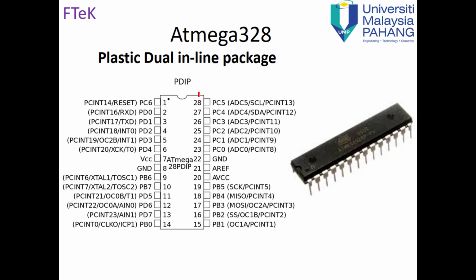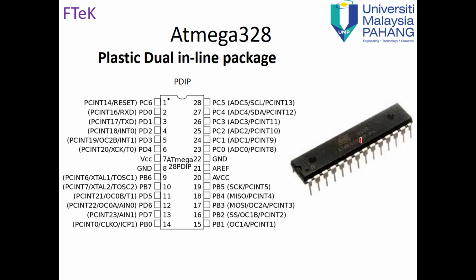So Arduino Uno is very popular, and Arduino Uno is using a microcontroller from the AVR family. One of the AVR family is called Atmega 328. This is the plastic dual inline package. What do we mean by plastic? It's made of plastic. Dual inline, so we have 2 lines of pins. So this is our microcontroller.